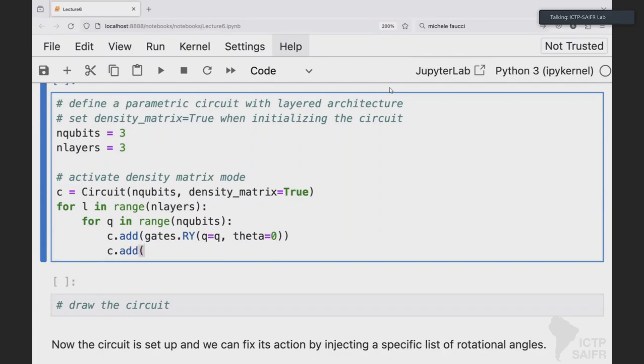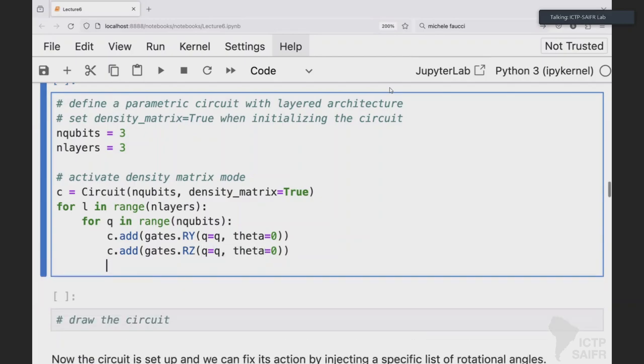Then I include another gate, another rotation, now over Z for each qubit q with theta equal to 0. So this will bring us all the rotations for our qubits, so we have all the operations that are done simultaneously.